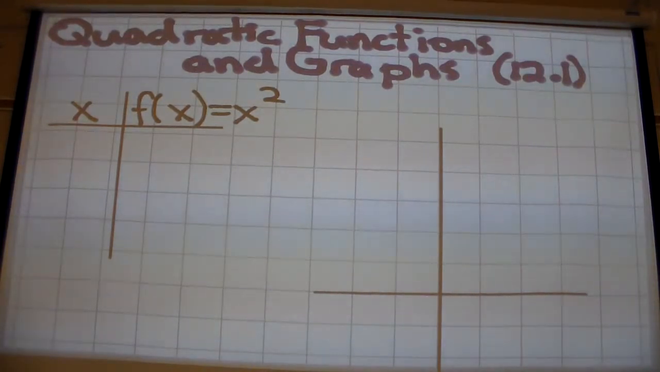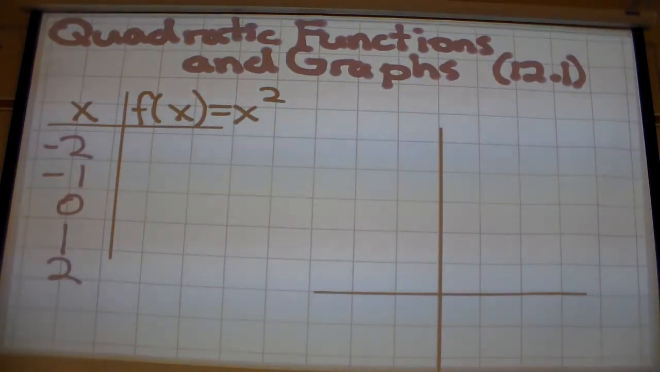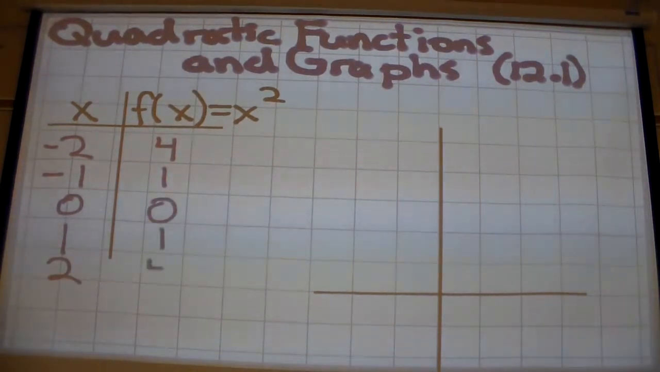So I'll pick some x values to start. I'm going to take whatever x values I have, plug them in, and square it to get f of x, which is x squared. Now, what are all of those values going to be after I square them? Negatives and positives, 2 negatives and 2 positives. So 4, 1, 0, 1, and 4.